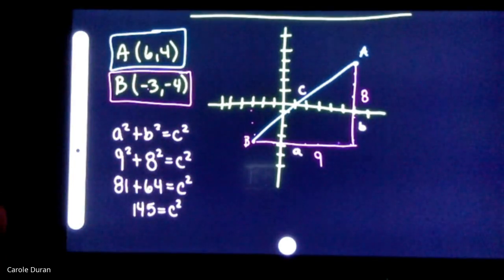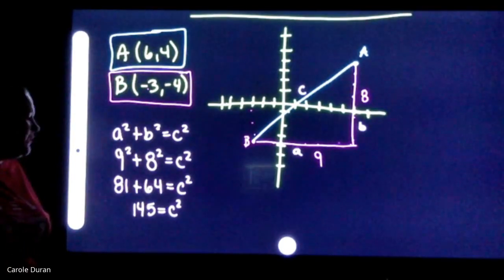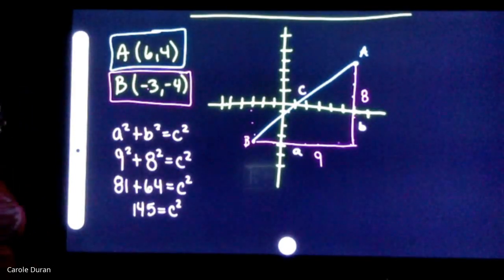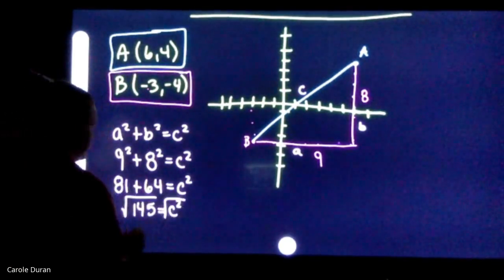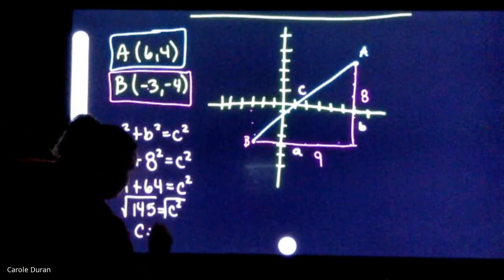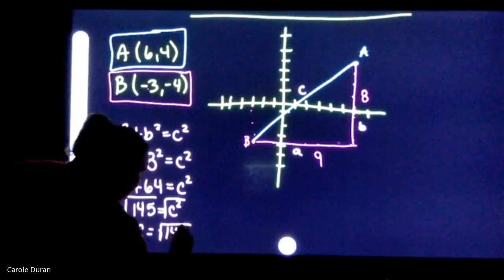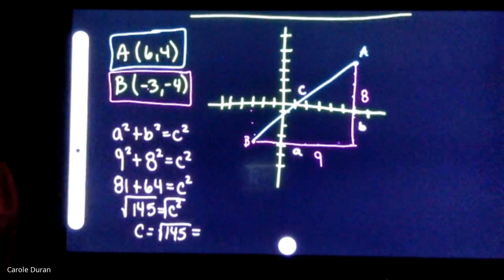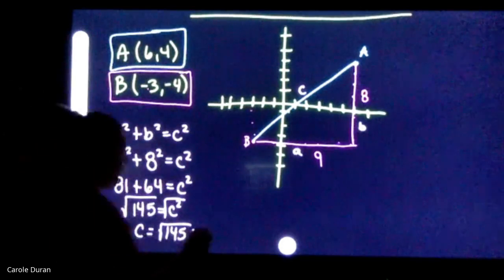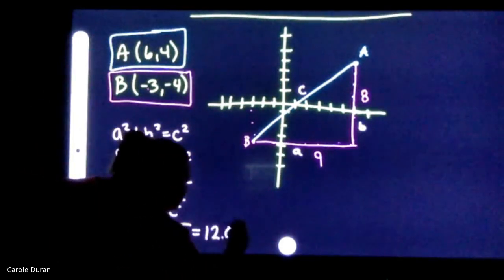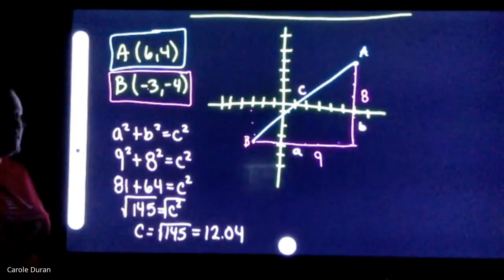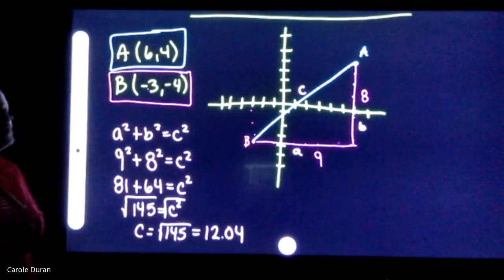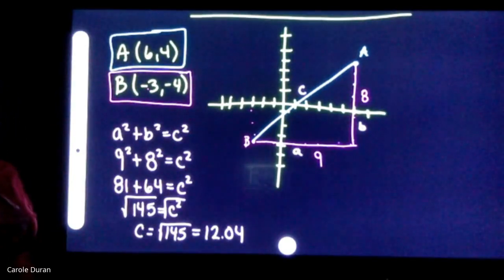Again, I'm trying to solve for c. Right now I have c squared. So the only way to get rid of a square is to square root both sides. So when I do that, I get c is equal to the square root of 145. And we can go ahead and give the decimal approximation for that, which is approximately 12.04. So then my distance between A and B is 12.04 units. And then you're done.